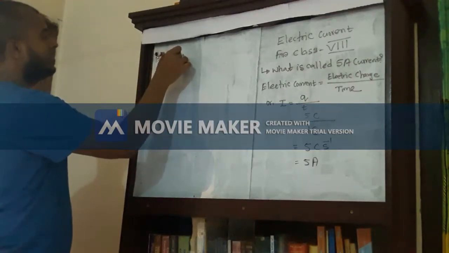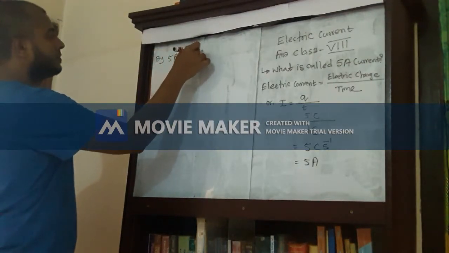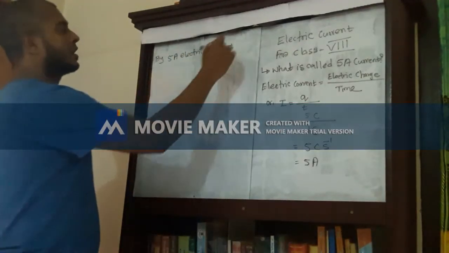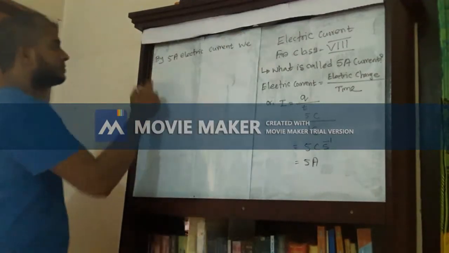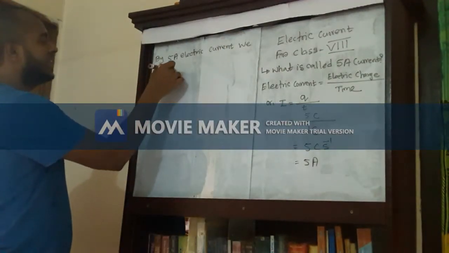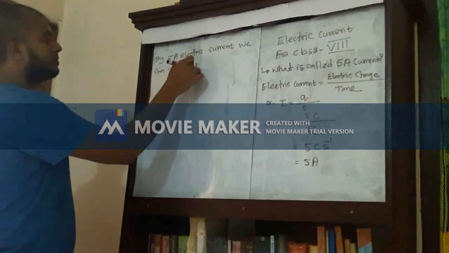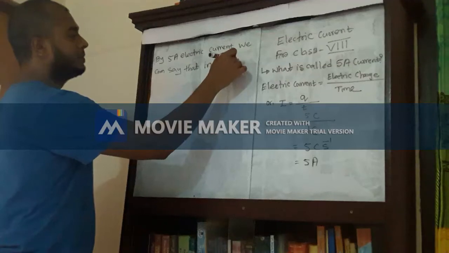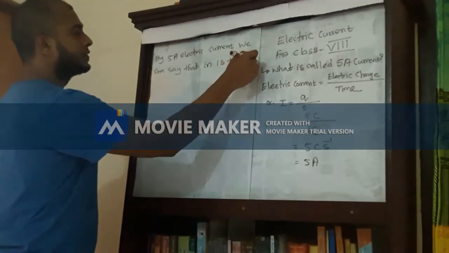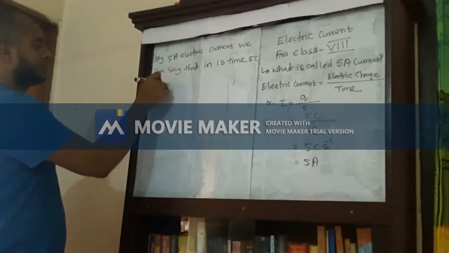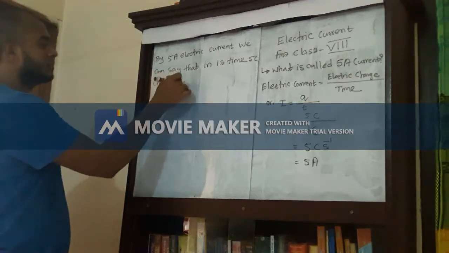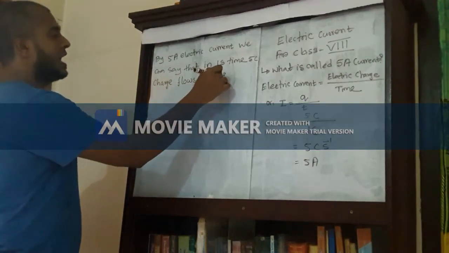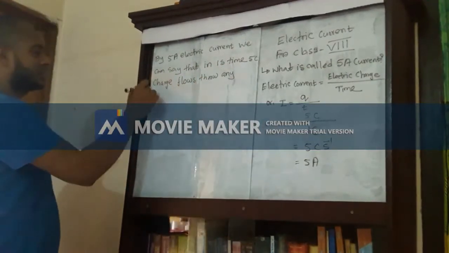Okay? So in statement you can say that by 5 ampere electric current, we can say that in 1 second time 5 coulomb charge flows through any conductor.